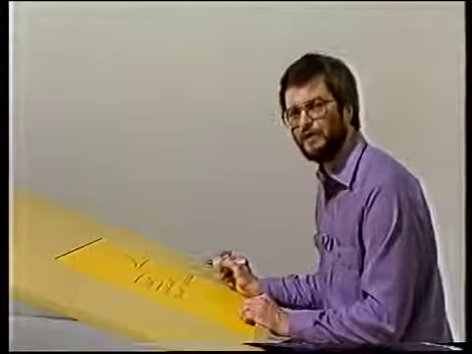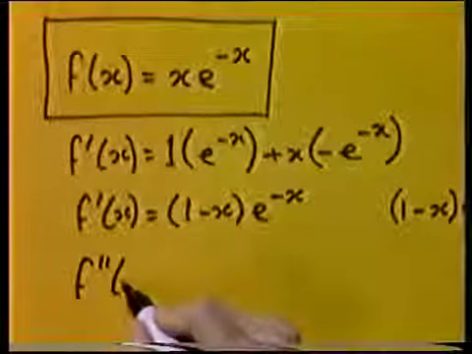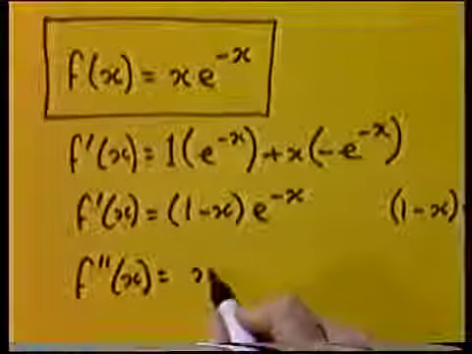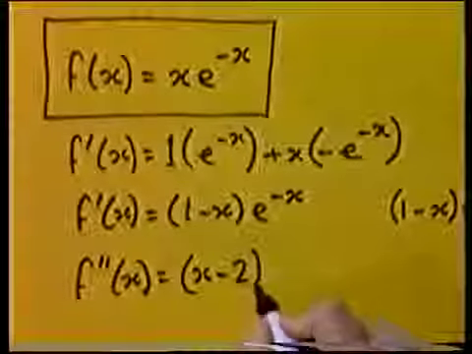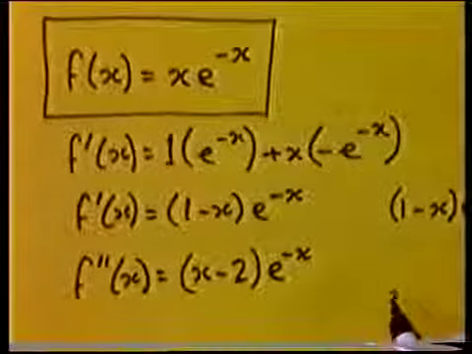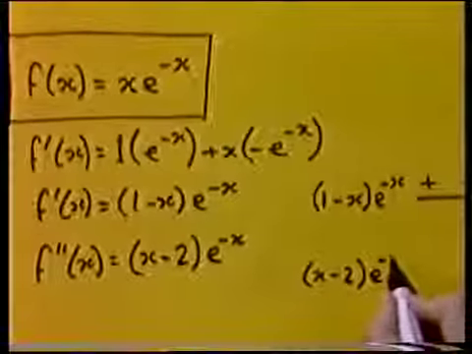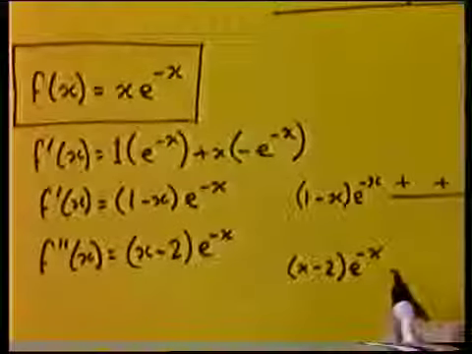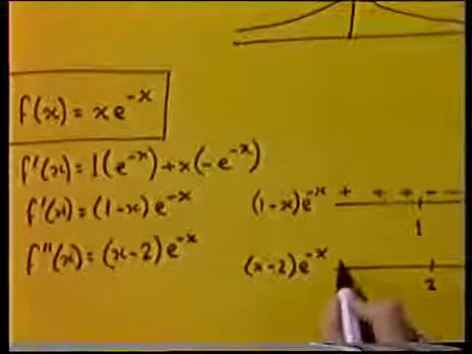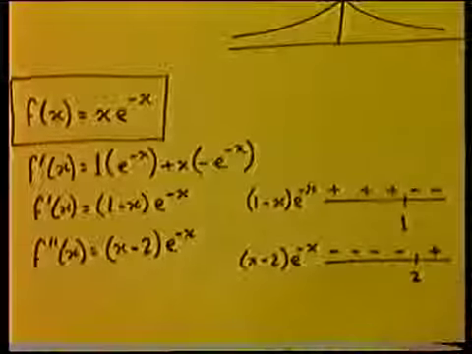Next, what about f double prime? If you differentiate f prime in the same way as we did for f, you'll get x minus 2, times e to the minus x. And again, let's look at the sign diagram for f double prime. F double prime is negative if x is less than 2, and positive if it's greater than 2.